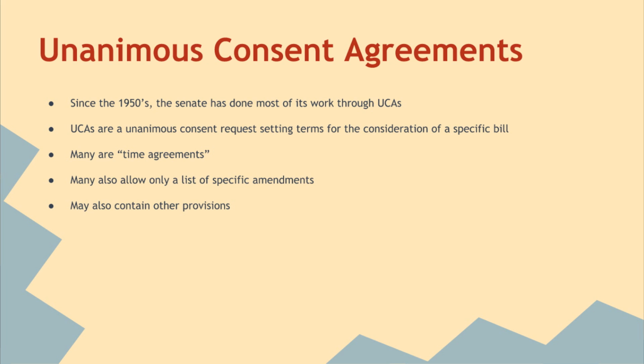Unanimous consent agreements. Since the 1950s, the Senate has done most of its work through UCAs. UCAs are a unanimous consent request setting terms for the consideration of a specific bill. These agreements are usually proposed by the majority leader or floor manager of the measure and reflect negotiations among senators interested in the measure. Many are time agreements, which limit the time available for debate and specify who will control that time. Many also allow only a list of specific amendments.